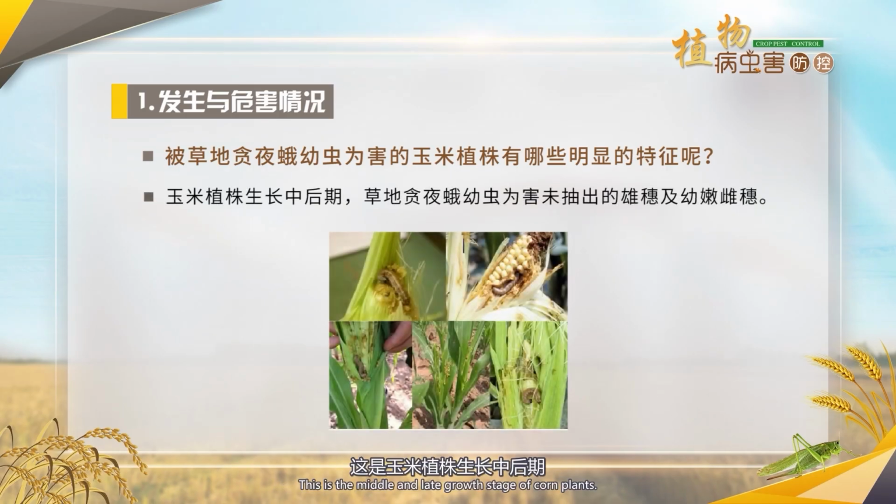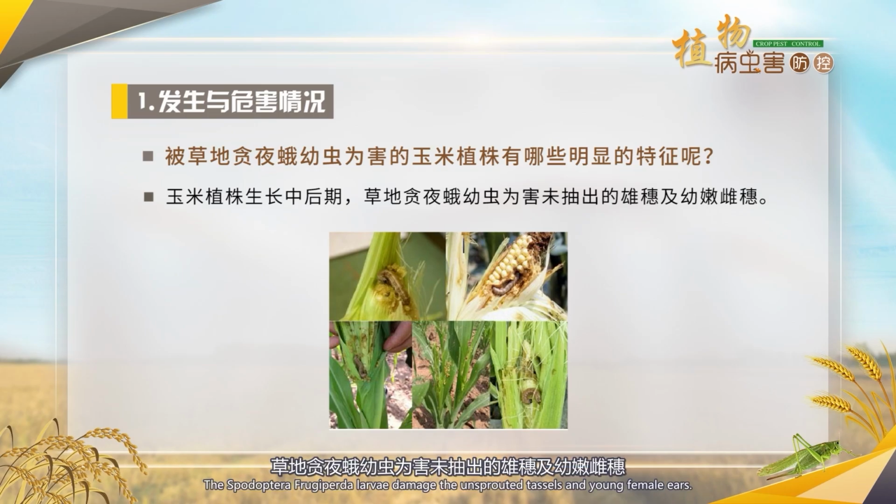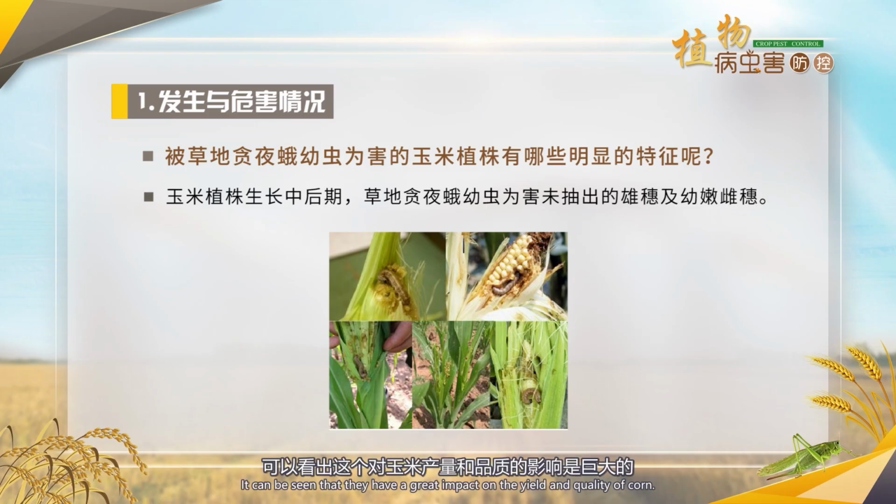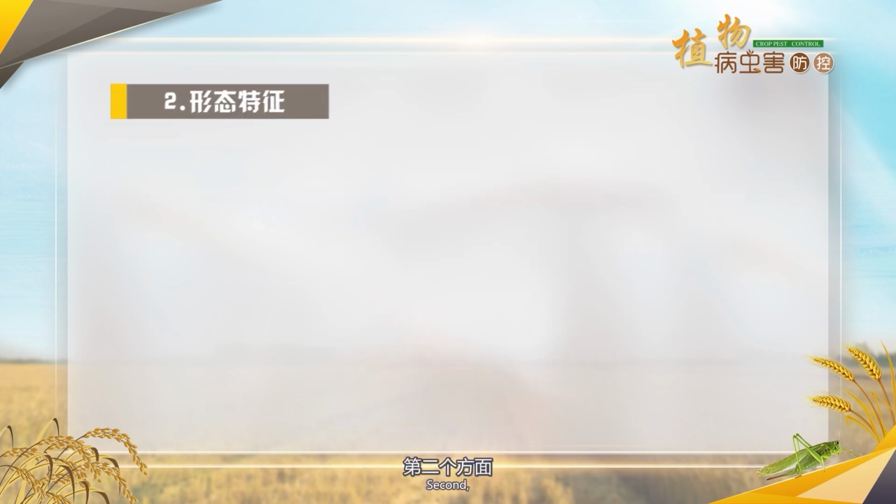This is the middle and late growth stage of corn plants. The Spodoptera frugiperda larvae damage the unsprouted tassels and young female ears. It can be seen that they have a great impact on the yield and quality of corn. Second, let's take a look at the morphological characteristics of Spodoptera frugiperda.